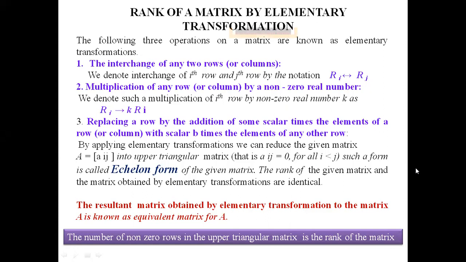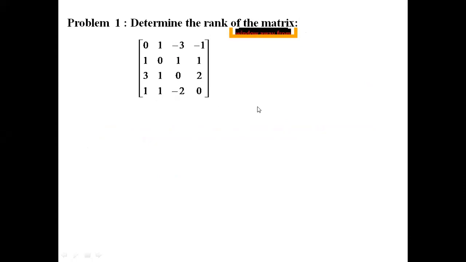Let us see one illustrative example. Suppose you are asked to find the rank of the matrix. Sometimes in the exam they may ask for 7 or 8 marks, or sometimes 10 marks also. Find the rank of the matrix. One matrix is given: the first row is 0, 1, minus 3, minus 1. The second row is 1, 0, 1, 1. The third row is 3, 1, 0, 2. And the last row is 1, 1, minus 2, 0.